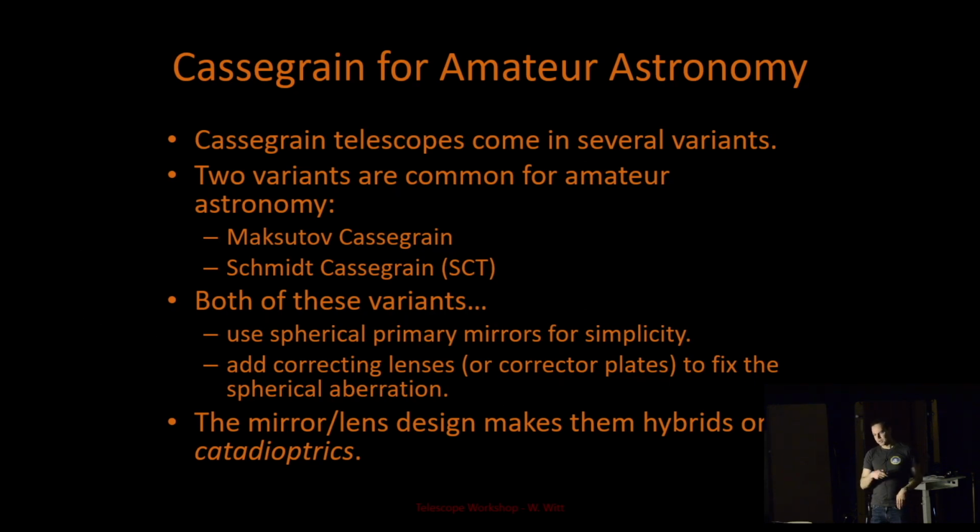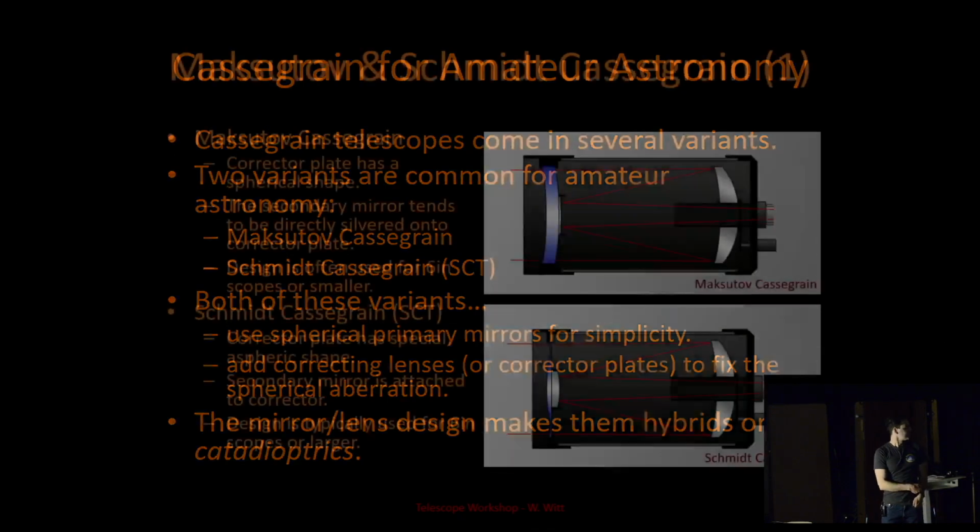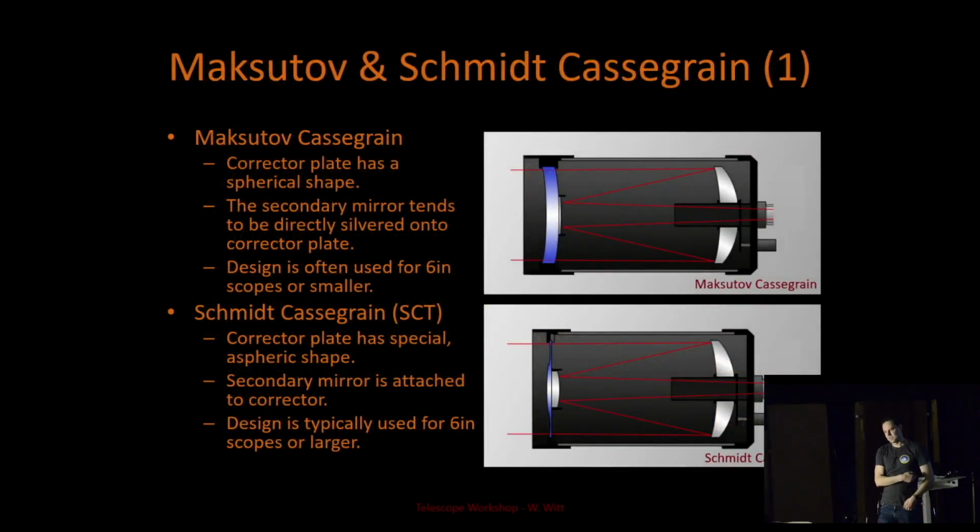So these mirror-lens hybrid designs make them catadioptrics, a combination of the two Latin words that we've seen so far. The difference between a Mak and an SCT, or a Maksutov-Cassegrain and a Schmidt-Cassegrain: in the Maksutov, the corrector plate has a spherical shape. The secondary mirror tends to be directly, which one is it? On the actual glass itself.